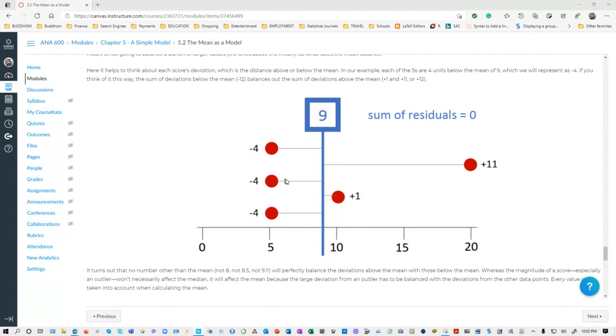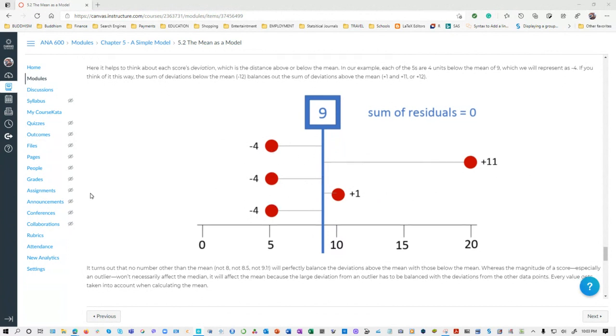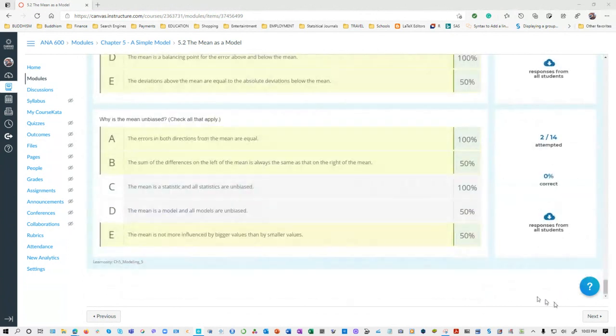You say that the sum of the deviations coming from this side is the same as the sum of the deviations from this side. So anything above that one is called positive. See, you know that 10 minus 9 is positive 1. 20 minus 9 is positive 11. 5 minus 9 is negative 4. 5 minus 9, negative 4. 5 minus 9, negative 4. See?